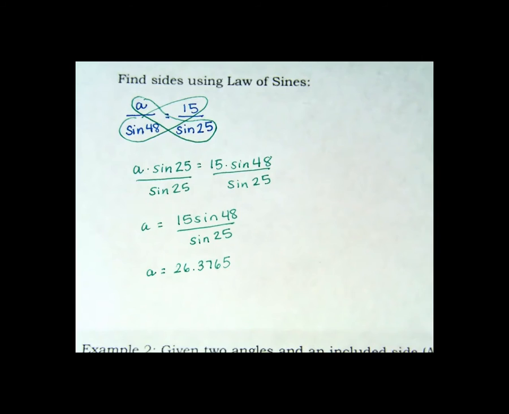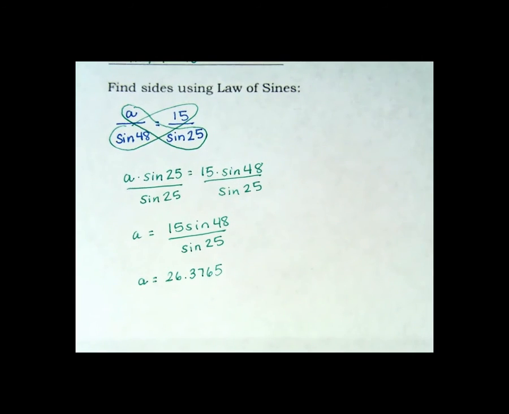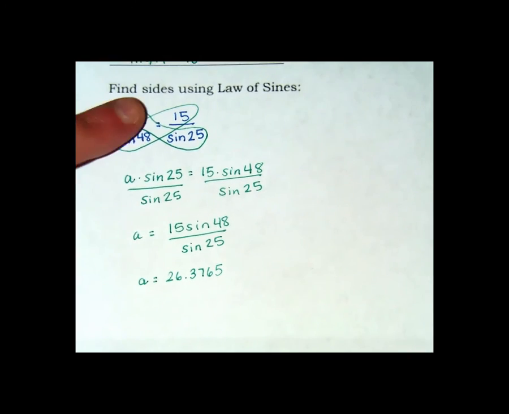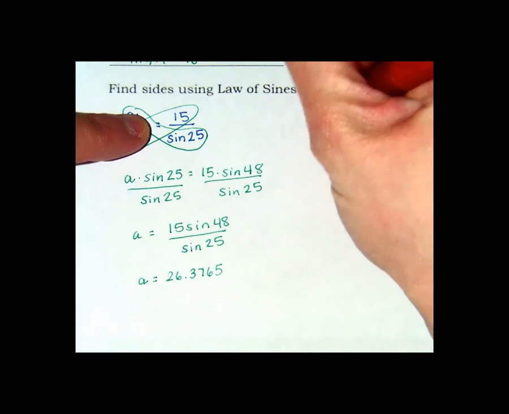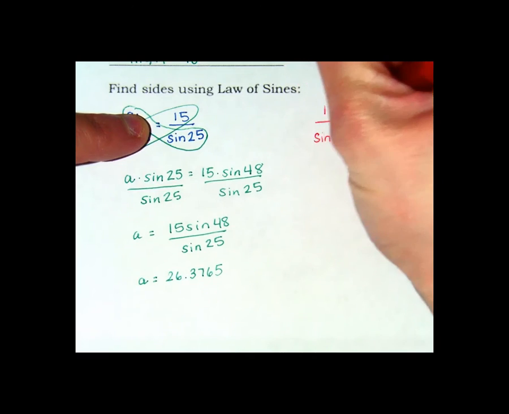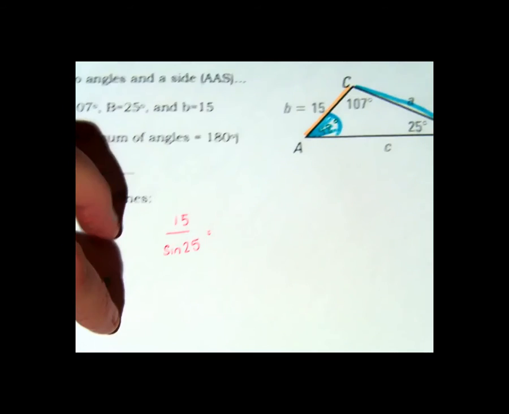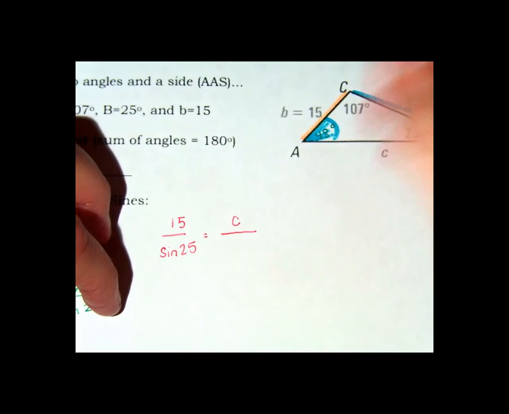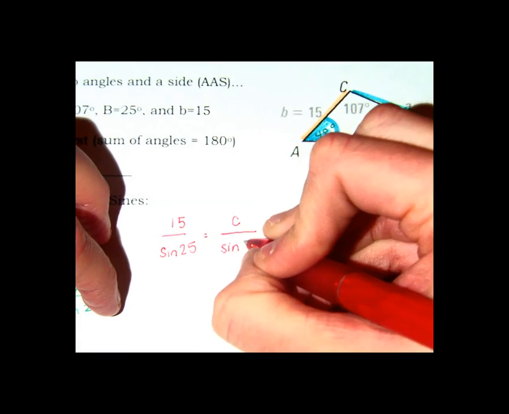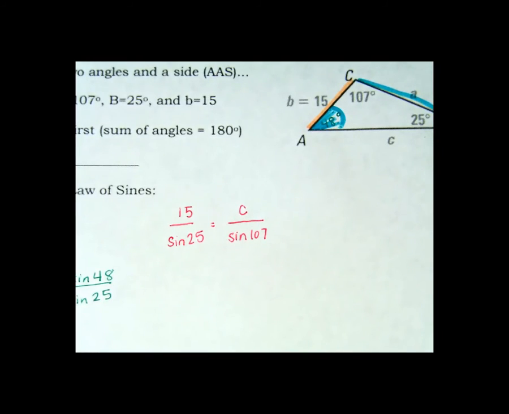We're going to use this one to solve for C now. Something that is nice when I keep doing these over again, I've got to find C now, but no matter what, I'm going to take what I know from this proportion. I knew that I had 15 over sine of 25. That's the B side and angle. I'm now going to set up the other part with C. So I don't know C, but what is its angle measure? So sine 107. Now that that's set up, I want you guys to cross multiply and find C.